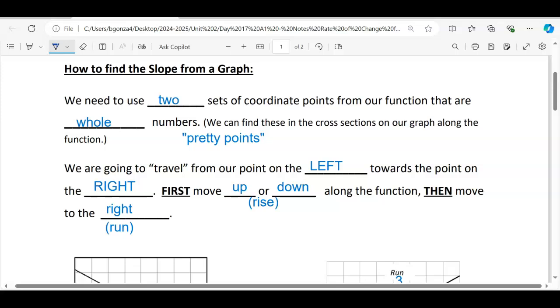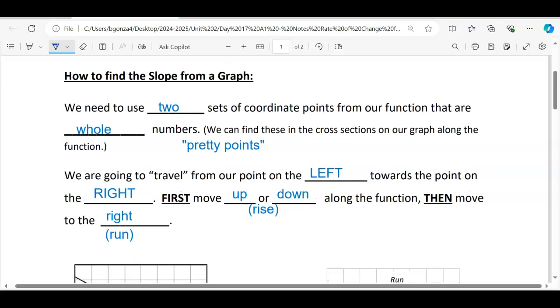When you start on the left, you're going to go either up or down. That's your rise. You can rise up. You can also rise down. And then you're going to run to the right. You always run right because you start on the left. But you might rise up or rise down. Everyone got this down?